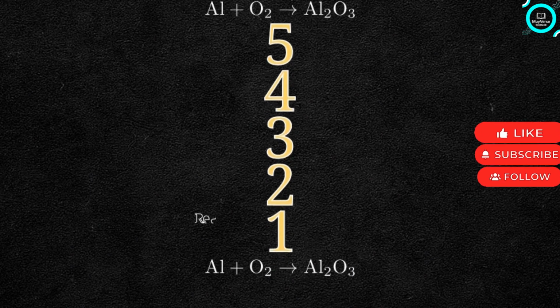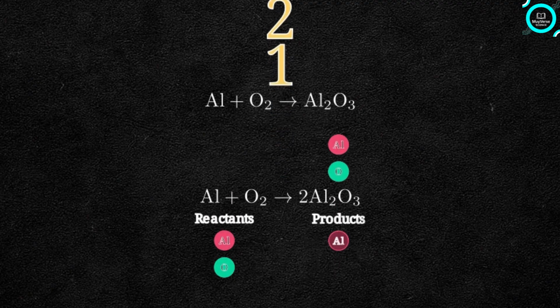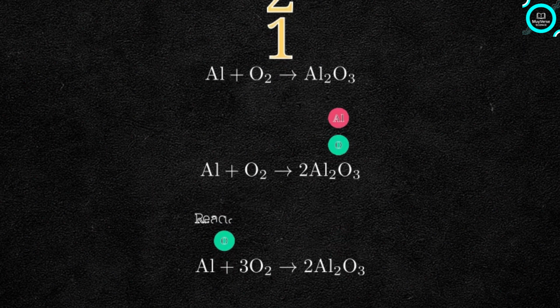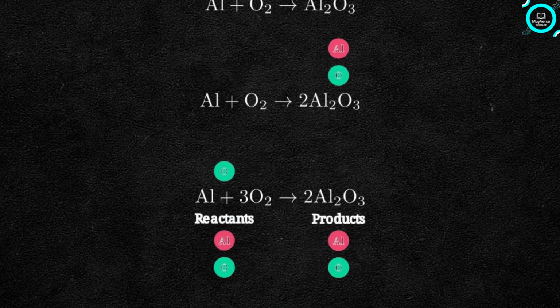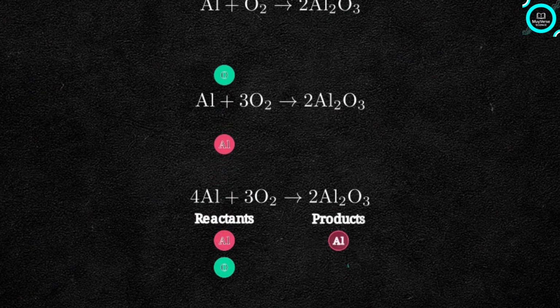Now, let us balance it step by step. We start with the unbalanced equation. First, balance aluminum in the product by adding a 2 in front of aluminum oxide. Now oxygen in the product is 6, so add a 3 in front of oxygen gas. Finally, aluminum on the right is 4, so add a 4 in front of aluminum.